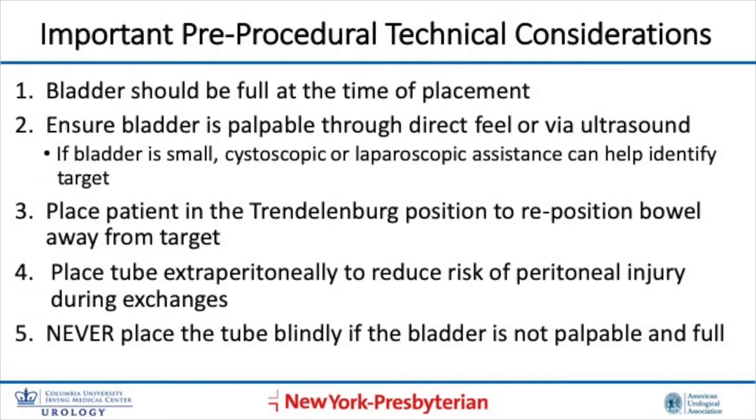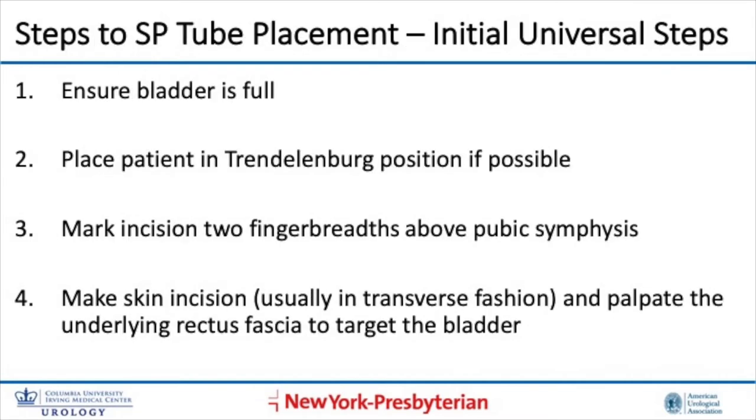Moreover, place the patient in Trendelenburg position to reposition the bowel away from the target and reduce the risk of injury. Always make sure to place the tube extraperitoneally to avoid any intraperitoneal injury later on. Finally, never place the tube blindly if the bladder is not palpable and full. Overall, the initial steps to suprapubic tube placement are universal and summarized above.